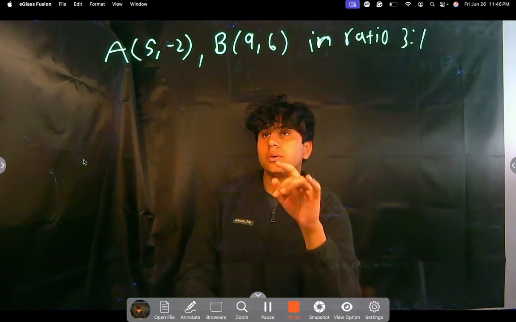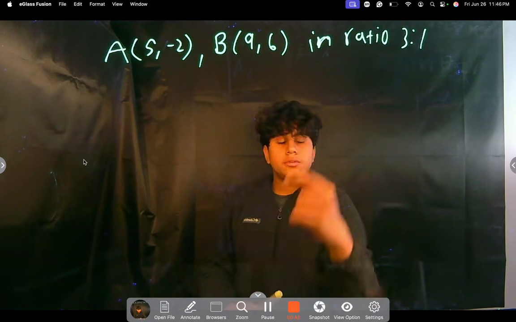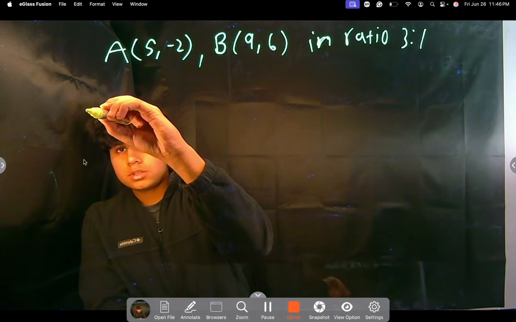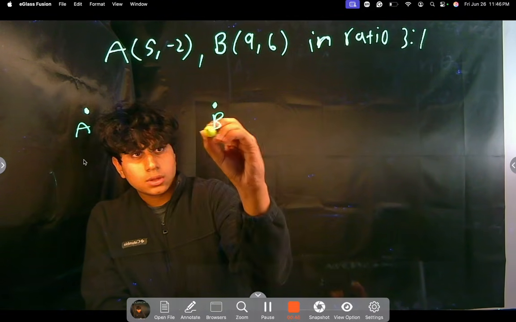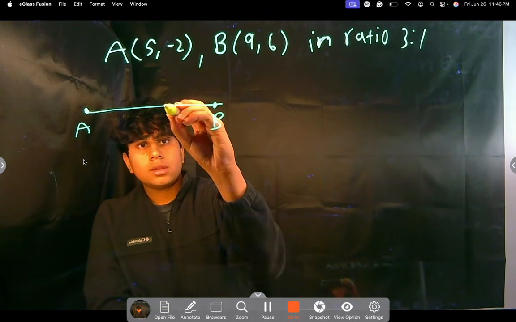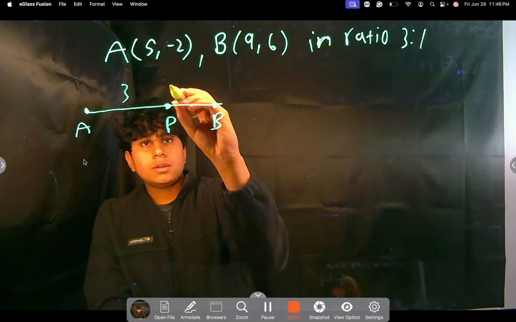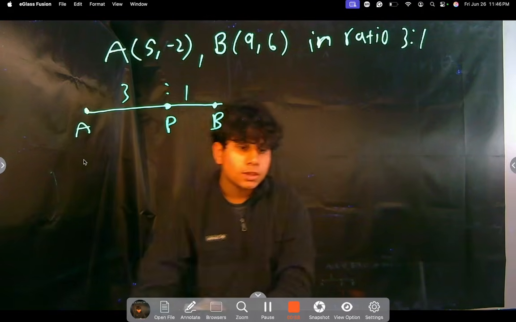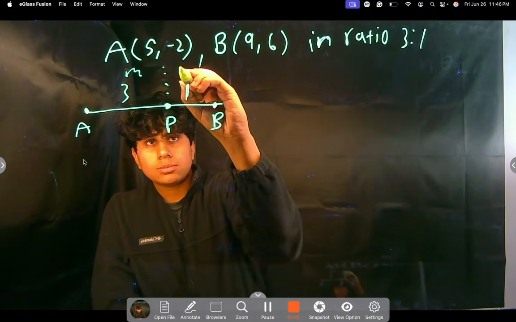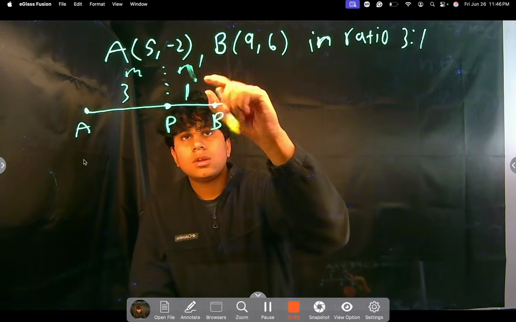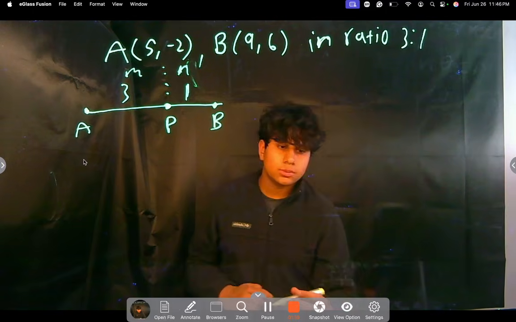So we need to find the coordinates of a point which divides points A and B in the ratio 3 to 1. Let's draw out how this would look. This would be, let's say, A, and this would be B. Then this would be the line, any line, and this would be point P. They said that it's divided in the ratio 3 to 1, right? We usually call this ratio m to n. So here, m is going to be 3 and n is going to be 1.